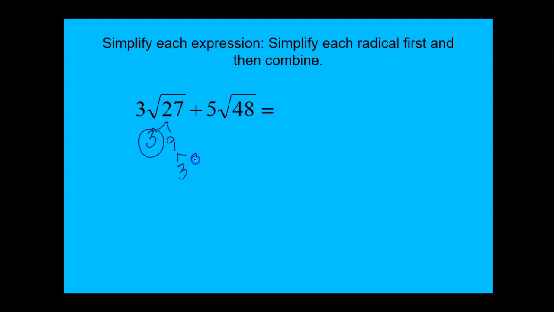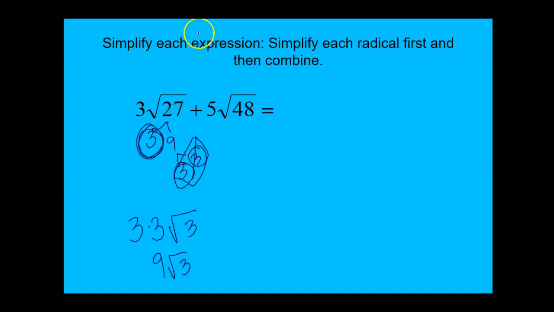27 is 3 times 9, and 9 is 3 times 3. So this is a square root, so for 2 the same, I can bring 1 out. So I can bring a 3 out front. There's already a 3 out front, so it's going to get multiplied by the one that's already out there, and then that one has to stay inside. So this one simplifies to 9 times the square root of 3.